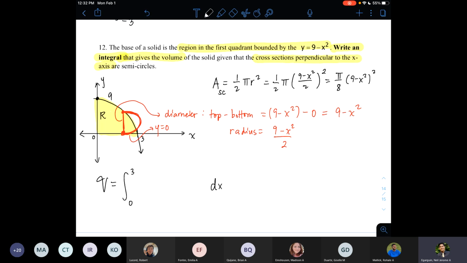I'll use that as my integrand here because we get the solid by stacking together infinitely many semicircles with area pi over 8 times 9 minus x squared quantity squared. Basically, I'll have this. And since the problem is just asking for the integral, I don't need to evaluate it. So that's going to be my final answer, and I won't spend time evaluating this integral because the problem is not asking for it.